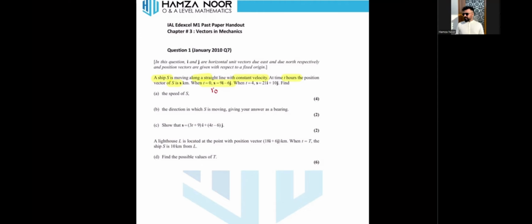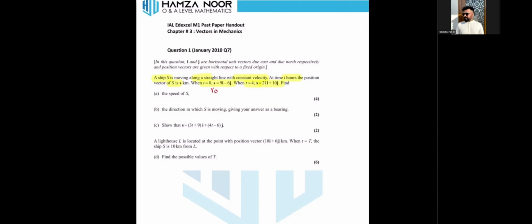And when t is equal to 4, the position vector of the ship is 21i plus 10j. We need to find the speed of the ship S. This essentially means first we need to find the constant velocity vector. Once we are able to find the constant velocity vector, we will be able to find the magnitude of that velocity vector and tell the speed of the ship.